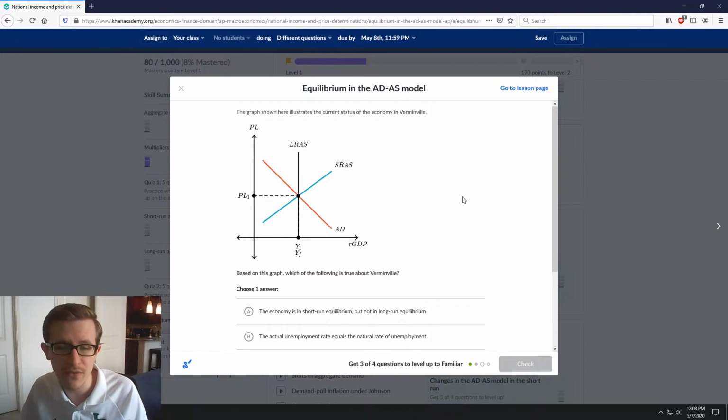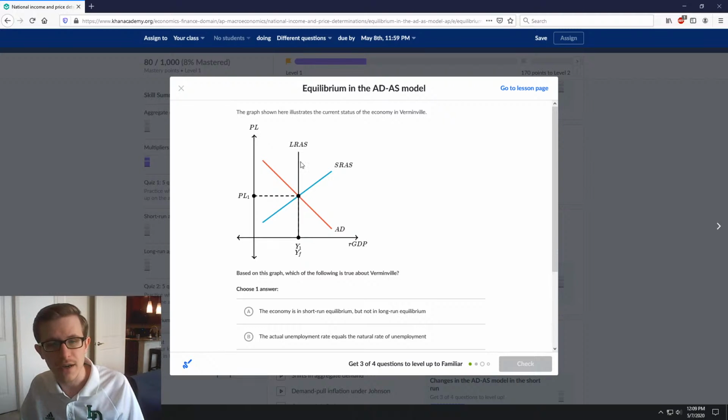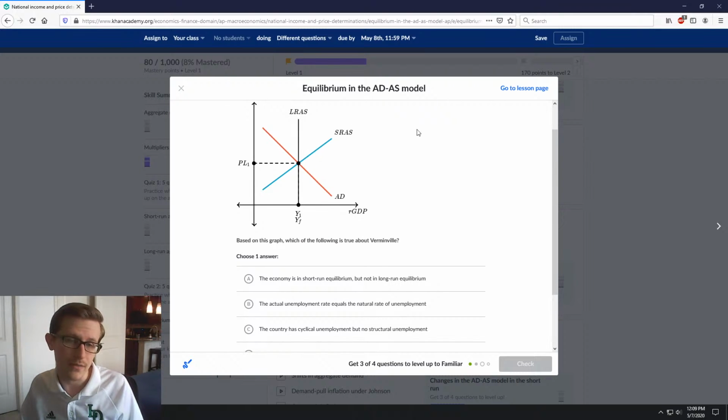So based on this graph, which of the following is true about Verminville? The economy is in short-run equilibrium, but not in long-run equilibrium. It's meeting here on the long run, so it is in long-run equilibrium. The actual unemployment rate equals the natural rate of unemployment. It's probably B, because we're operating on the long-run aggregate supply, and actual is operating there. Getting lost in the wording.